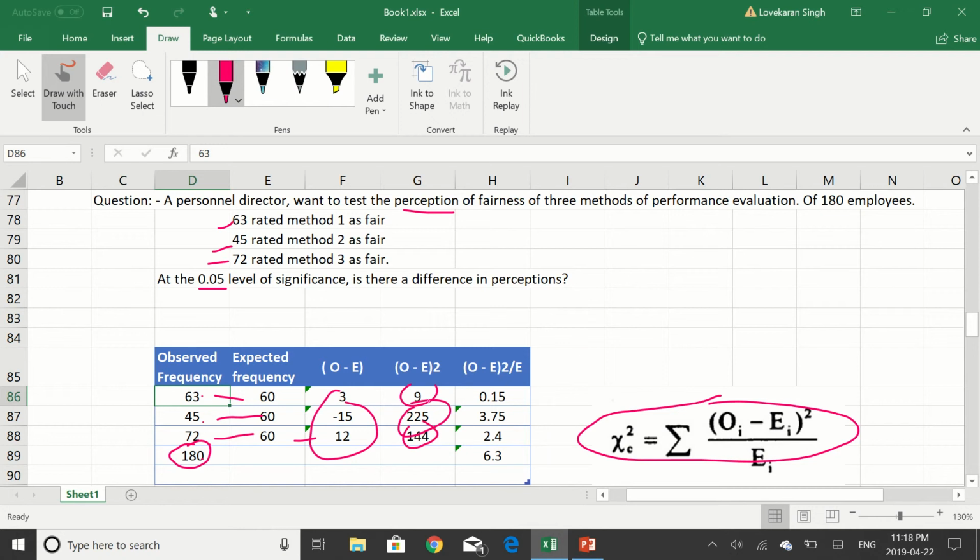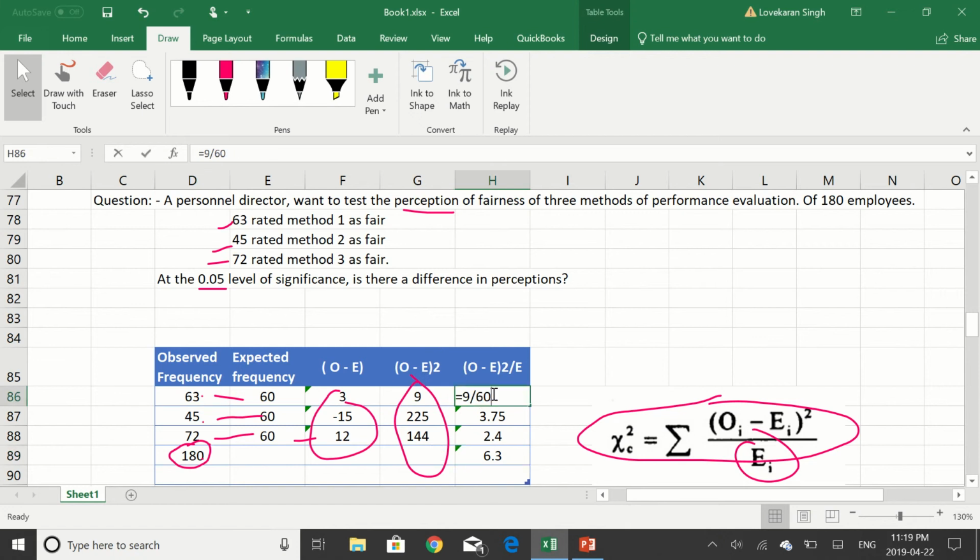Moving further, we divide these numbers by the expected frequency, 60, according to the formula. We get 0.15. Dividing 225 by 60, we get 3.75, and dividing 144 by 60, we get 2.4. After adding them all together, we get 6.3 as our answer.